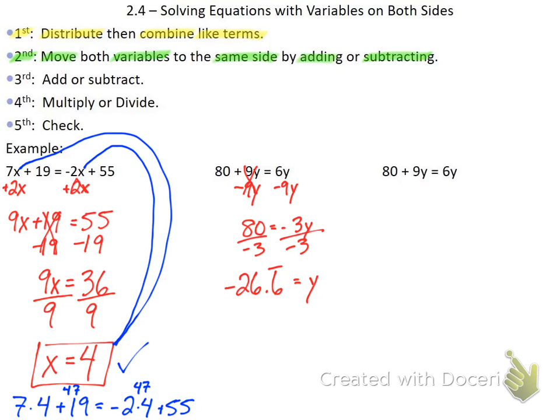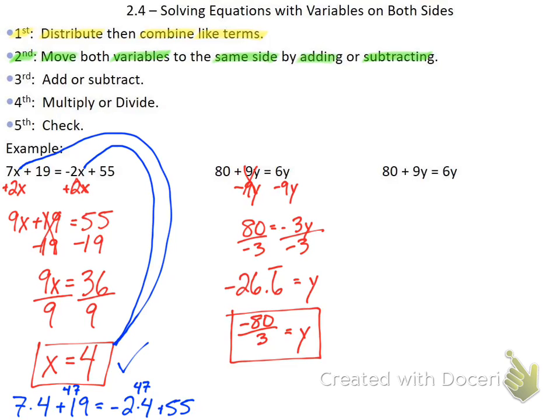If you ever get a repeating decimal, we can always just keep it as a fraction. So in your graphing calculator, you can hit math and enter twice, and it'll turn it into an improper fraction, which leaves it as just negative 80 over 3. So if you ever have to put something like that into a Schoology quiz, just put it in as an improper fraction.